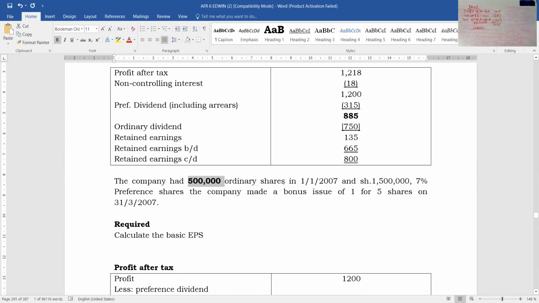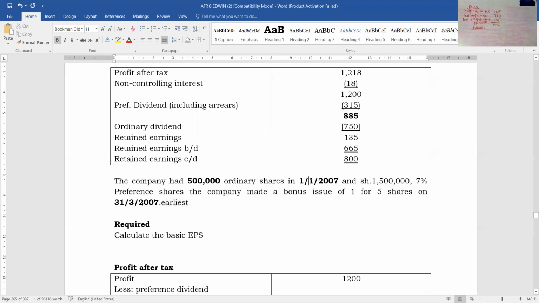So the company had 500,000 ordinary shares on 1st January 2007, then there were 1.5% preference shares. The company made a bonus issue of 1 for 5, on which date? On 31st March. The bonus would be made on the shares which were outstanding, which is 500. But now when you weigh, are you supposed to weigh from March or from January? I said you weigh from the earliest reported period.